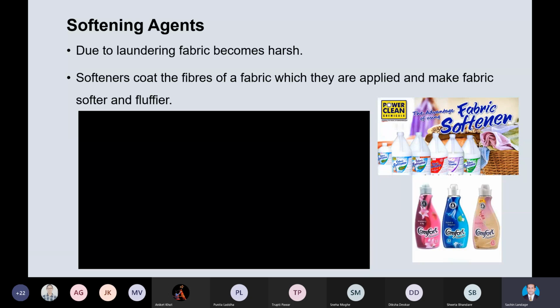But if you are applying the softener, the first advantage we get is a reduction in the friction. That's why the iron will move very easily and smoothly. Also, it will avoid the generation of static charge. So that is another advantage we get whenever you are applying the softeners.